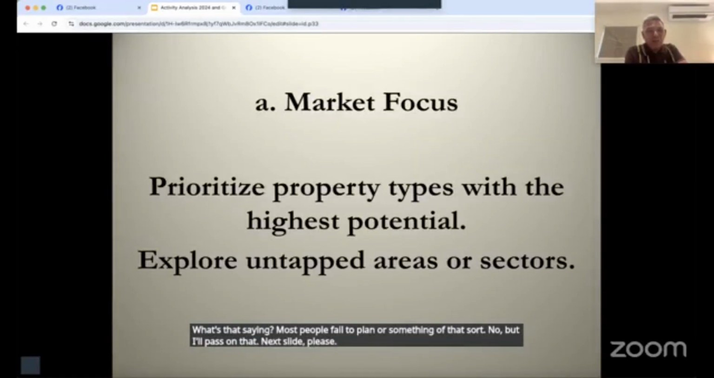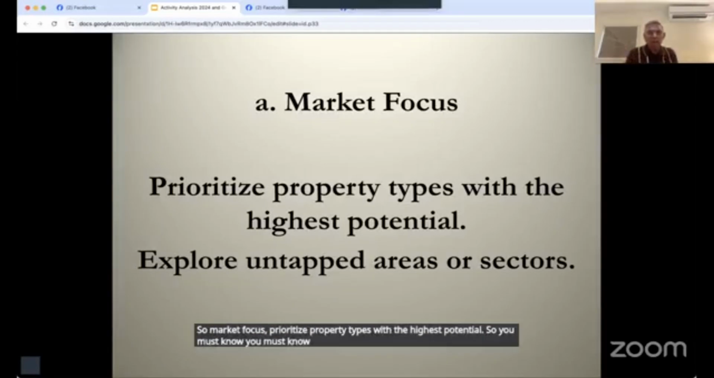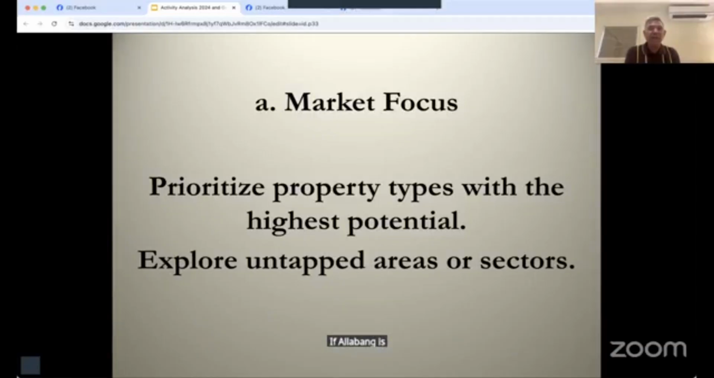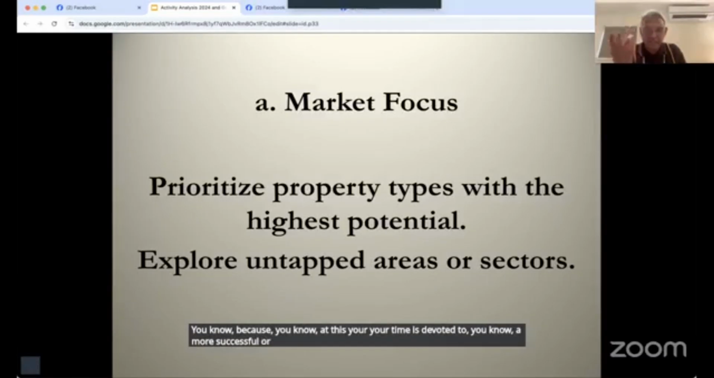So, market focus: prioritize property types with the highest potential. You must know where the highest potentials are. If project selling is hot, ride the wave. If tourism is hot, ride the wave. If Alabang is there, if New Valley is there, if industrial parks are there, ride the wave. Because at least your time is devoted to a more successful, more probable chance of success.